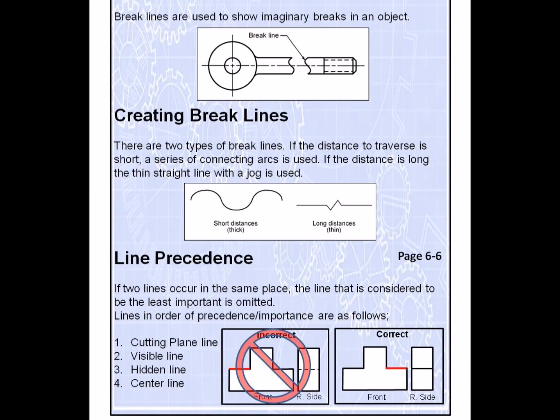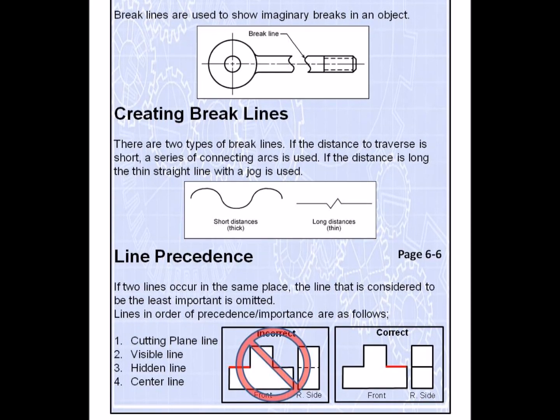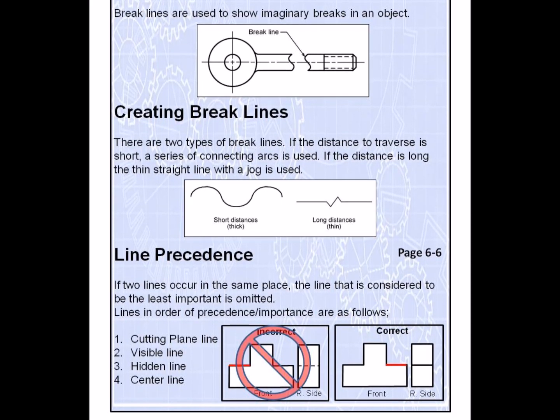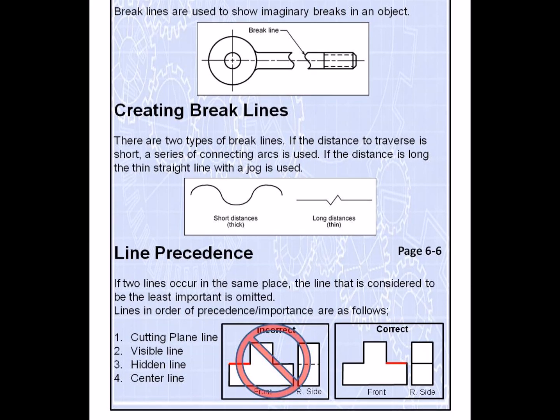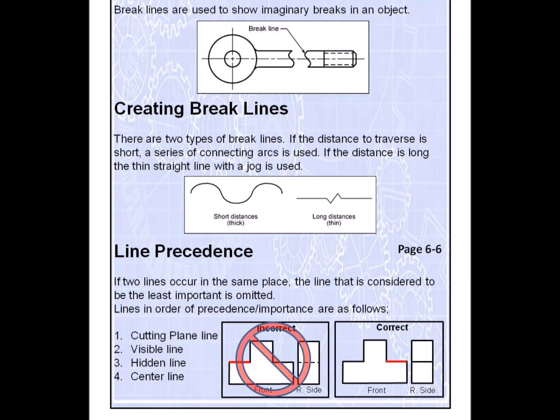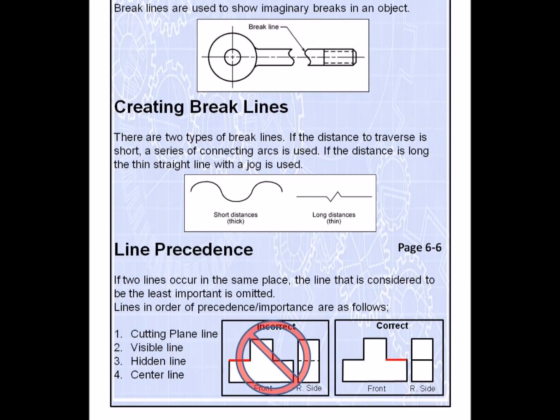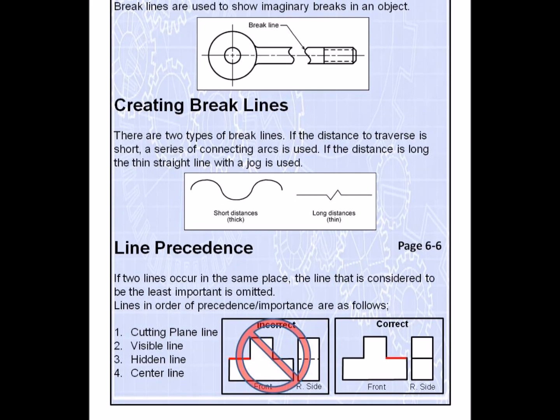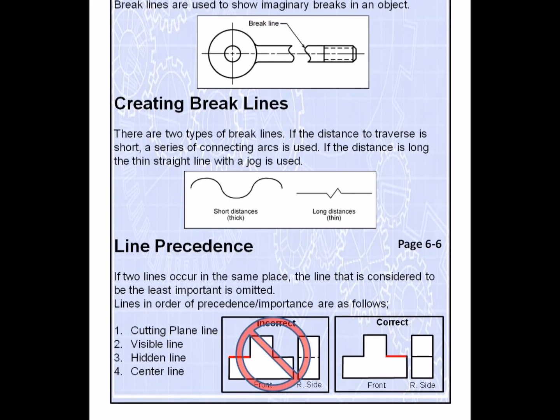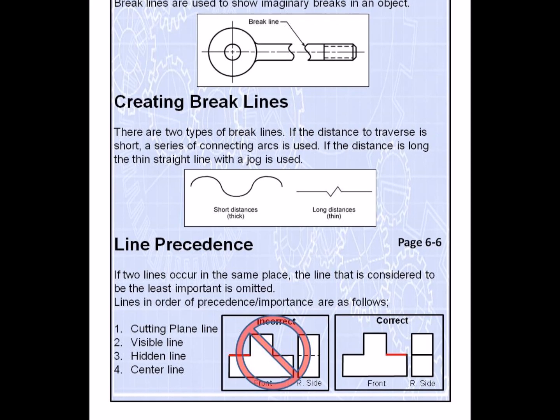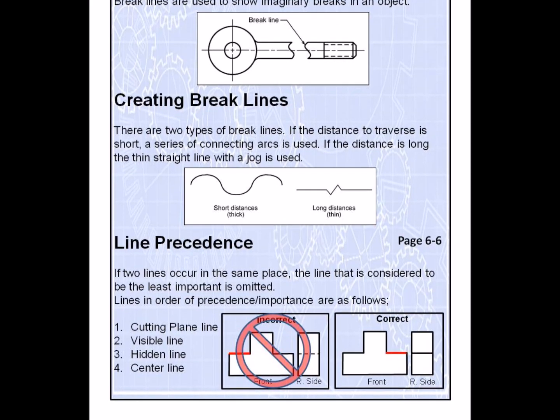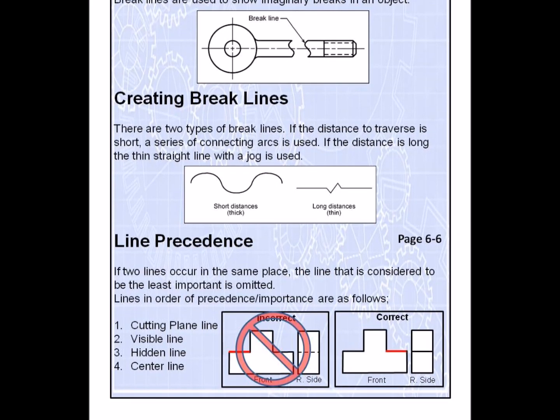Sometimes we will come upon a situation where two different line types occur at exactly the same place. To avoid a cluttered and unreadable drawing, one of the lines must be deleted. The line that gets deleted depends on its importance. The least important line is removed in accordance with the rules of precedence that are listed.